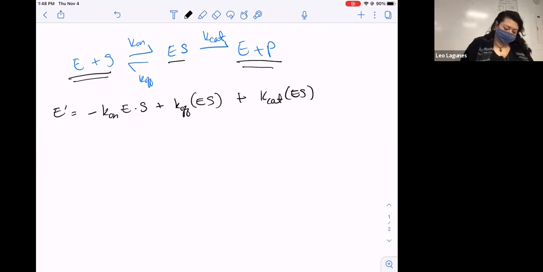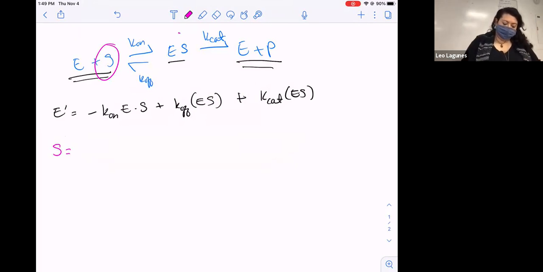All right, now let's do the substrate. Do you guys want to change colors? Maybe that'll help. If we look at the substrate, it shows up here only, right? Because the ES is the complex. It's its own species.